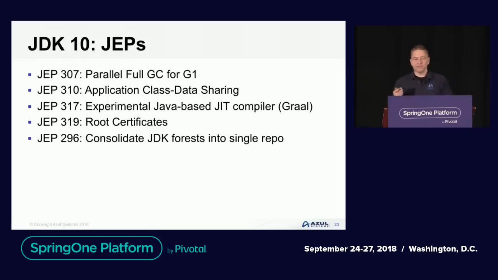There is an experimental JIT compiler called Graal. I'll come back to that when I talk about some of the bigger features later on, but it's just a different way of doing JITs. Root certificates is some of the tidying up of differences between the Oracle JDK and OpenJDK, and consolidating 8 repos into one just to tidy up the way that the JDK was built.